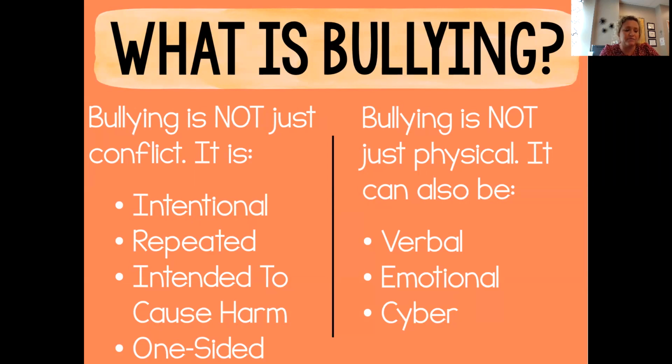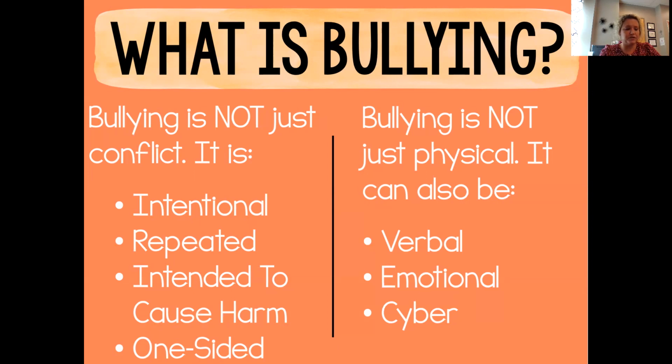So first, it has to be intentional. Bullying doesn't happen on accident. It also must be repeated. If it only occurs once, then it's not really bullying, but instead it's just a person being mean. Next, bullying is intended to cause harm. If the intention is not to cause harm, physically, emotionally, things like that, then it's not bullying.